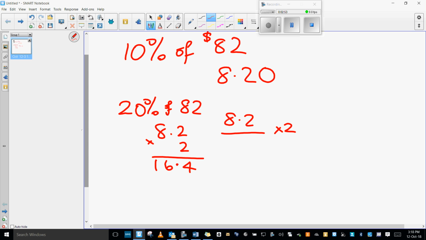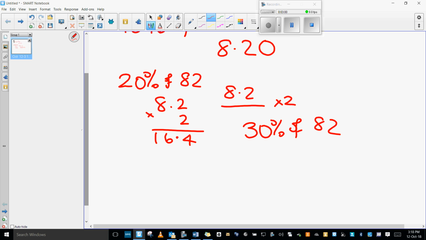What about if it was 30% of 82? What you do is you find 10% times by 3. So we're finding 8.2 and we're multiplying by 3. So 3 multiplied by 2 is 6. 3 multiplied by 8 is 24. So it's 24.6. And so on.